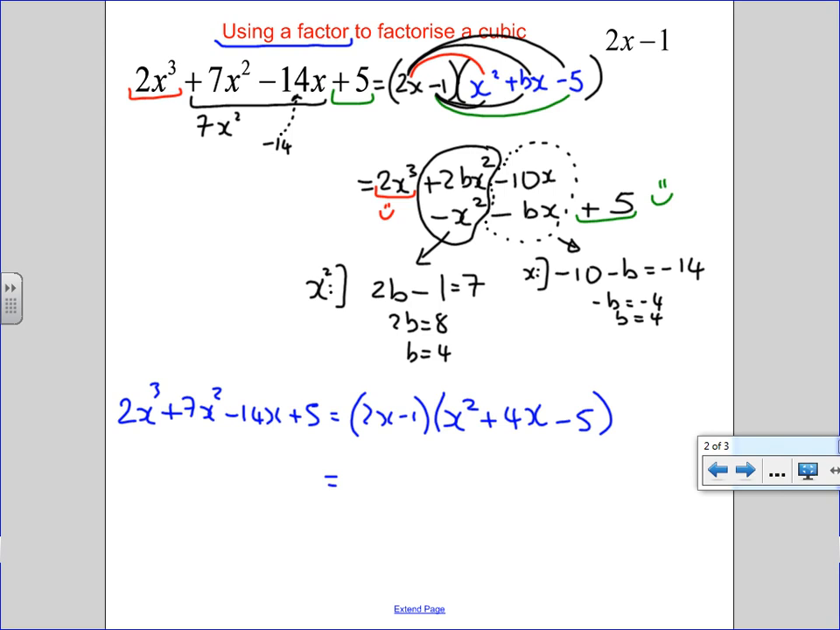And then, can I factorise? I might be done, but I'm just wondering if I can factorise that. x plus 5, x minus 1. There we go. So you can't always factorise that quadratic, but in this case we could factorise it and finish off completely. So this is a standard method just to practice and learn.